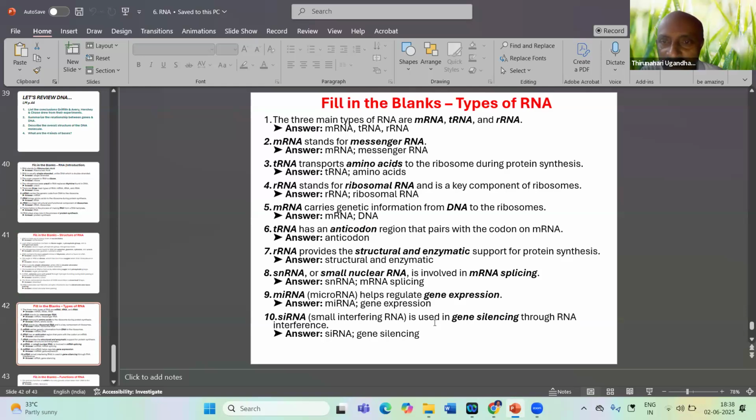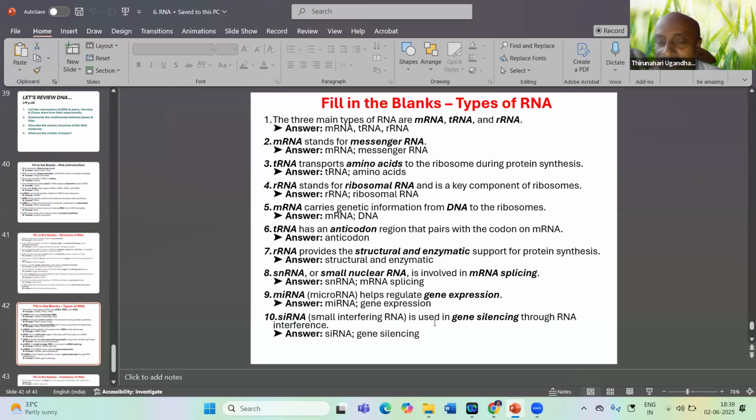The three main types of RNA are mRNA, tRNA, and rRNA. mRNA stands for messenger RNA. tRNA transports amino acids to the ribosome. rRNA stands for ribosomal RNA. mRNA carries genetic information from DNA to the ribosome. tRNA has an anticodon region that pairs with the codon on the mRNA. rRNA provides the structure and enzymatic support for protein synthesis.